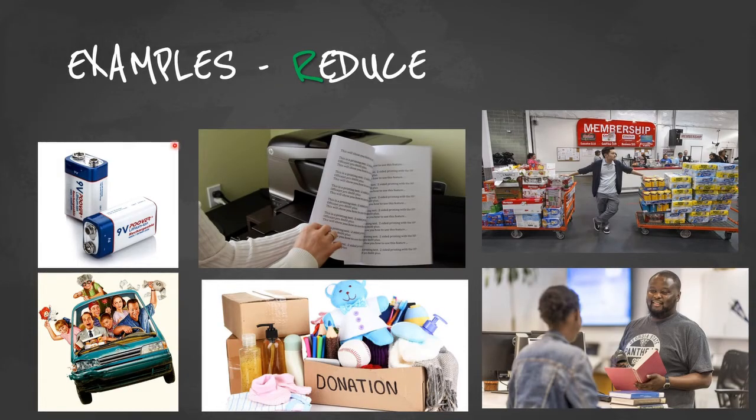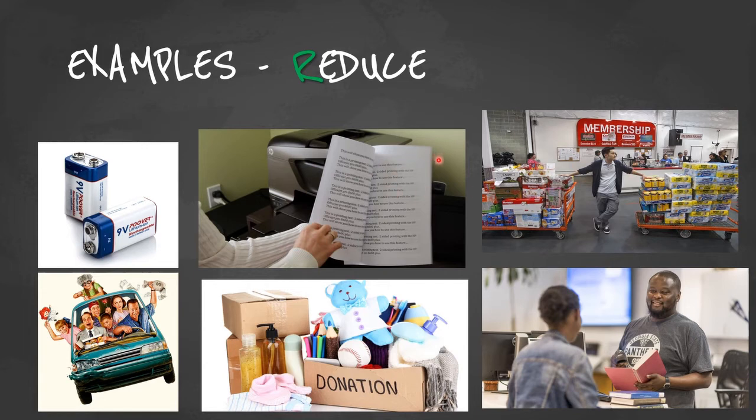So we're going to go through some more examples. Let's start again with reducing materials. So buying products that can be reused rather than thrown away, for example, rechargeable batteries. Buying products with little packaging, avoiding disposable items, buying in bulk when possible.